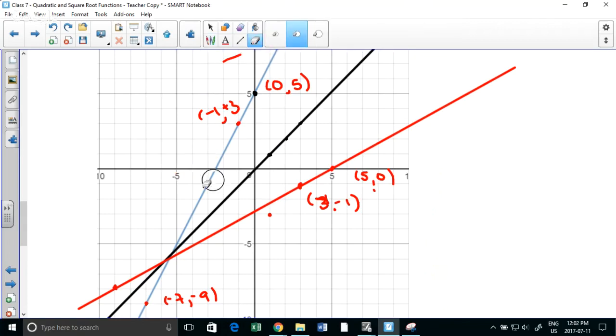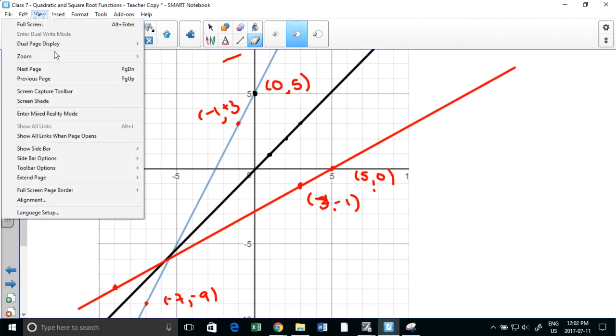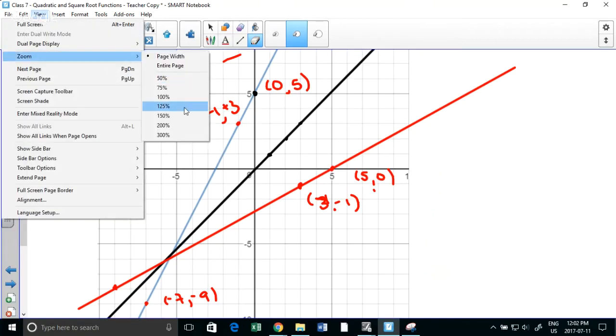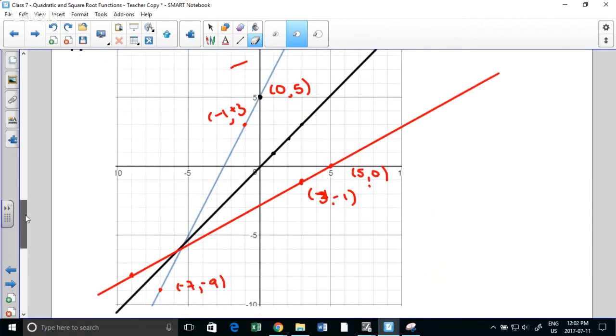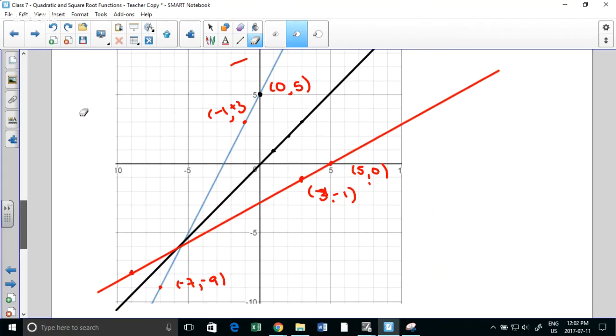In any case, what we see is a mirror image. So if we look at it a bit bigger, not much bigger, anyways, blue and red are mirror images of each other. Okay, so that's the reflection.